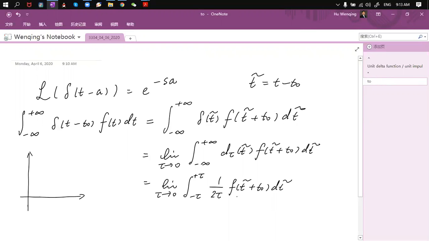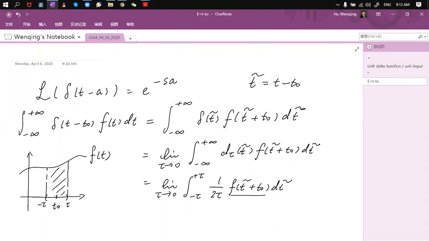Okay, so what's this integral? Well, if you're around t0, t tilde is from minus tau to tau. You can consider this, let's say this is the function f of t. Then you are considering the integral of this function. So the integral is nothing but the area under the graph of the function f, right?